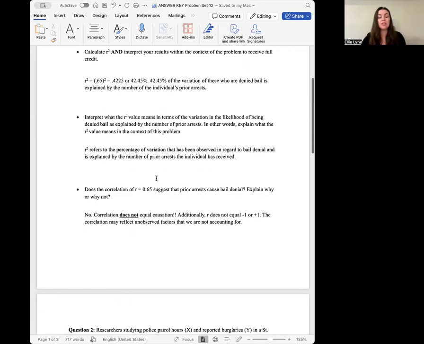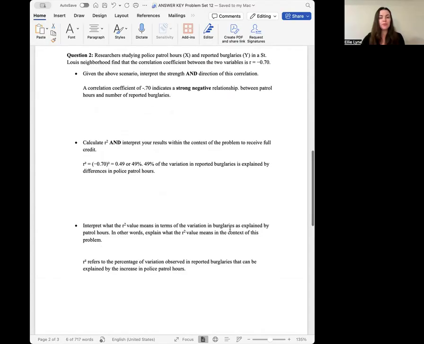What this means is that we're doing a pretty good job overall of explaining some of the association and variability here, but there are some remaining unobserved factors that we aren't accounting for that could also explain some of the reasons that judges may be denying bail as well. So keep this in mind. Overall, the biggest takeaway from this problem was this statement here, that correlation does not equal causation. Keep that one in mind for the rest of your life. Big takeaway there.